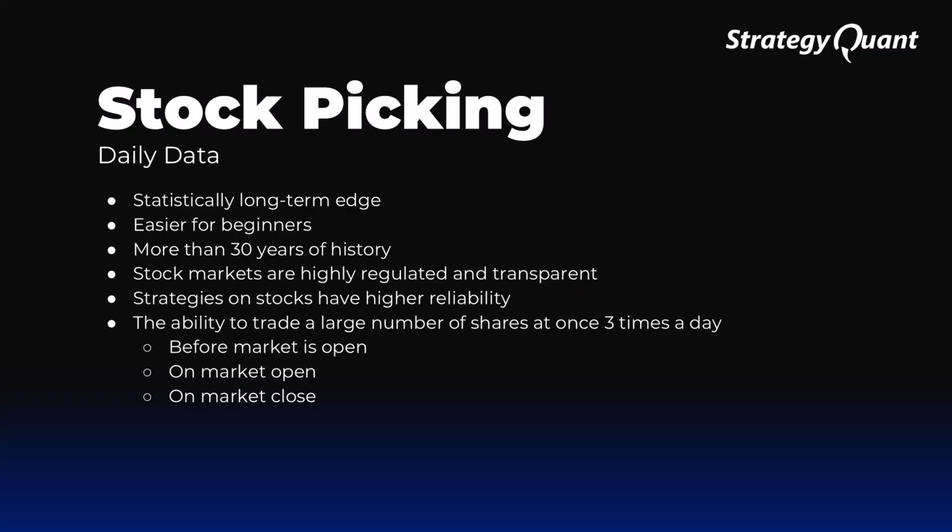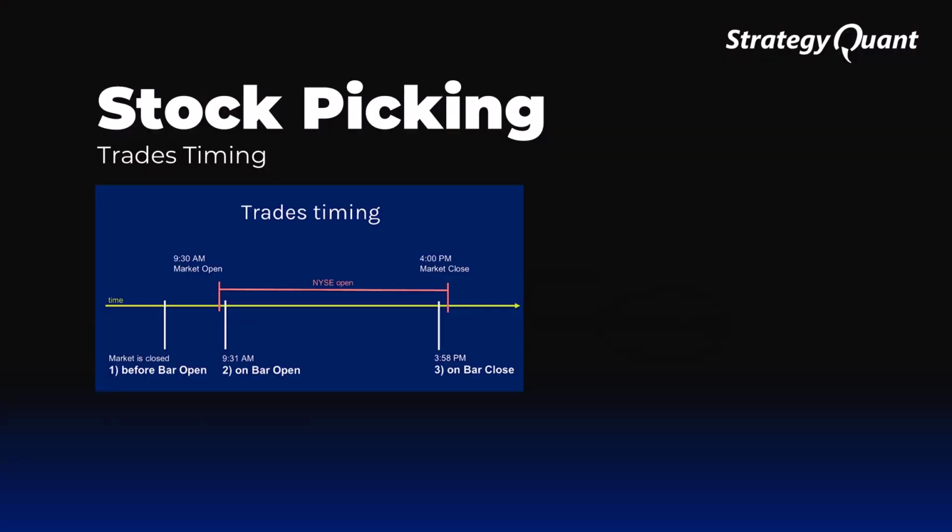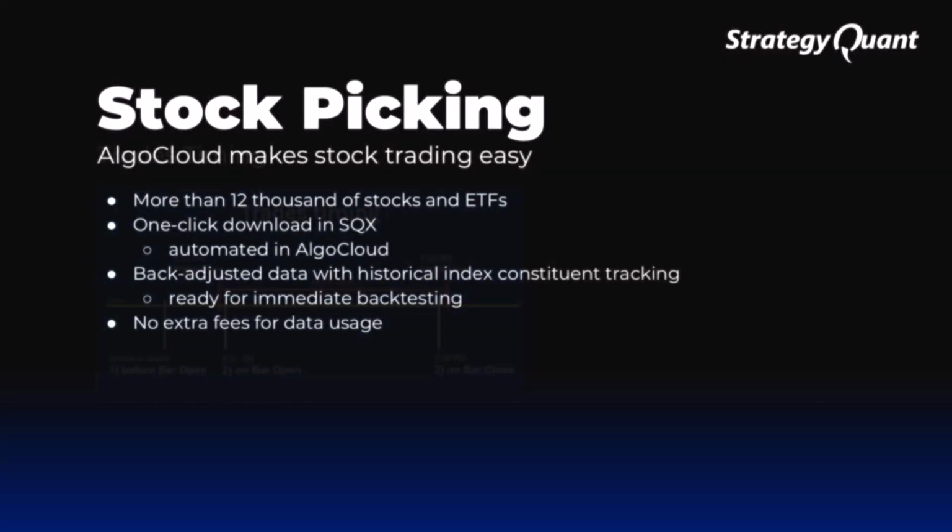And even though we trade daily charts, we can make decisions 3 times a day: before the markets open, when the market opens, and when the market closes. At Algo Cloud, we have access to more than 12,000 stocks and ETFs, so you can choose from a huge number of markets and sectors.